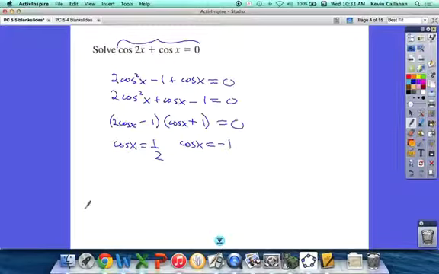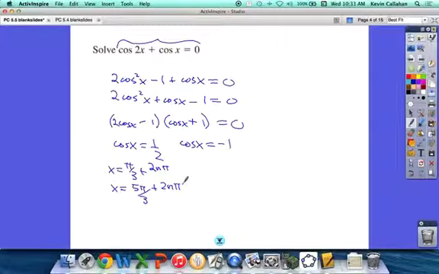Pi over 3 and 5 pi over 3, right? But now this one didn't say only between 0 and 2 pi, so we've got to include that x equals pi over 3 plus, and what is the thing you write after that? 2n pi, right? Multiples of 2 pi. Adding and subtracting multiples of 2 pi gets you back to the same place, a coterminal angle, so that would be it. And then we'd also have to have x equals 5 pi over 3 plus 2n pi.